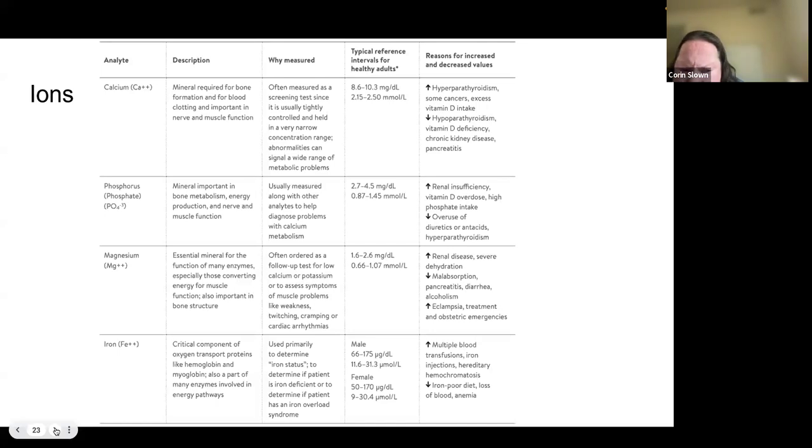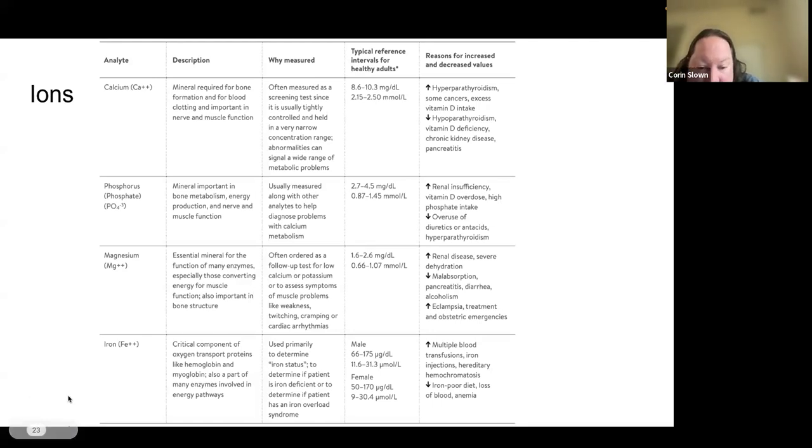And then iron is a fascinating ion as well. Hemoglobin, iron is essential for this, as well as myoglobin. And there are a number of pathways that also have enzymes that involve iron. Now, in this case, iron deficiency or anemia is something that is often tested for using blood serum.